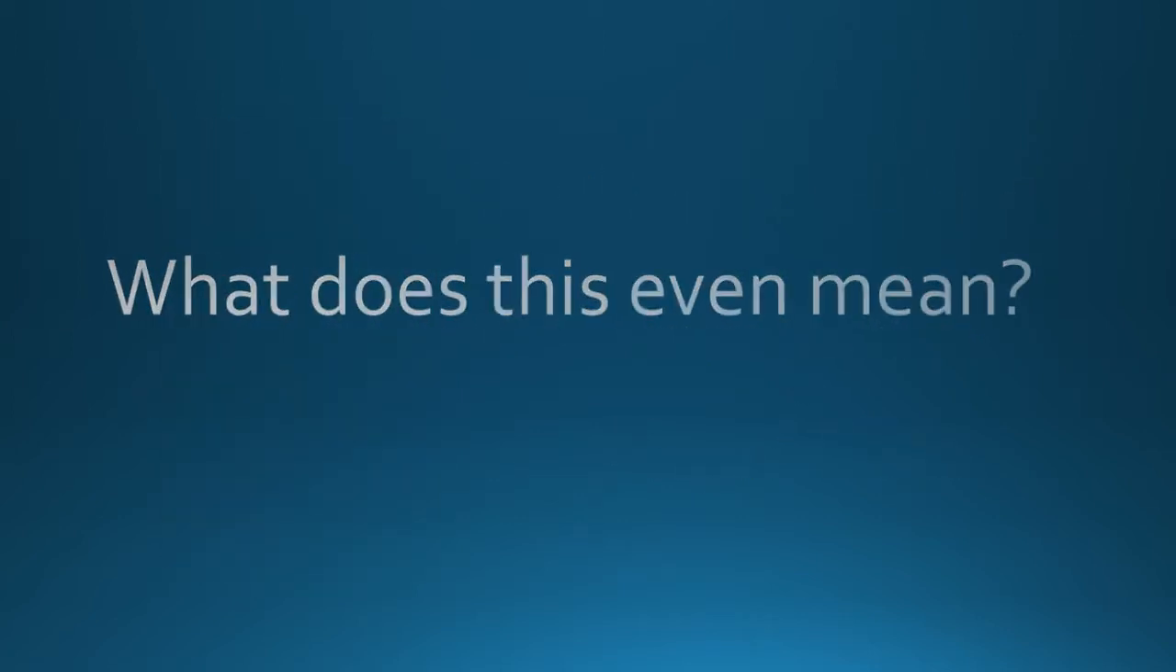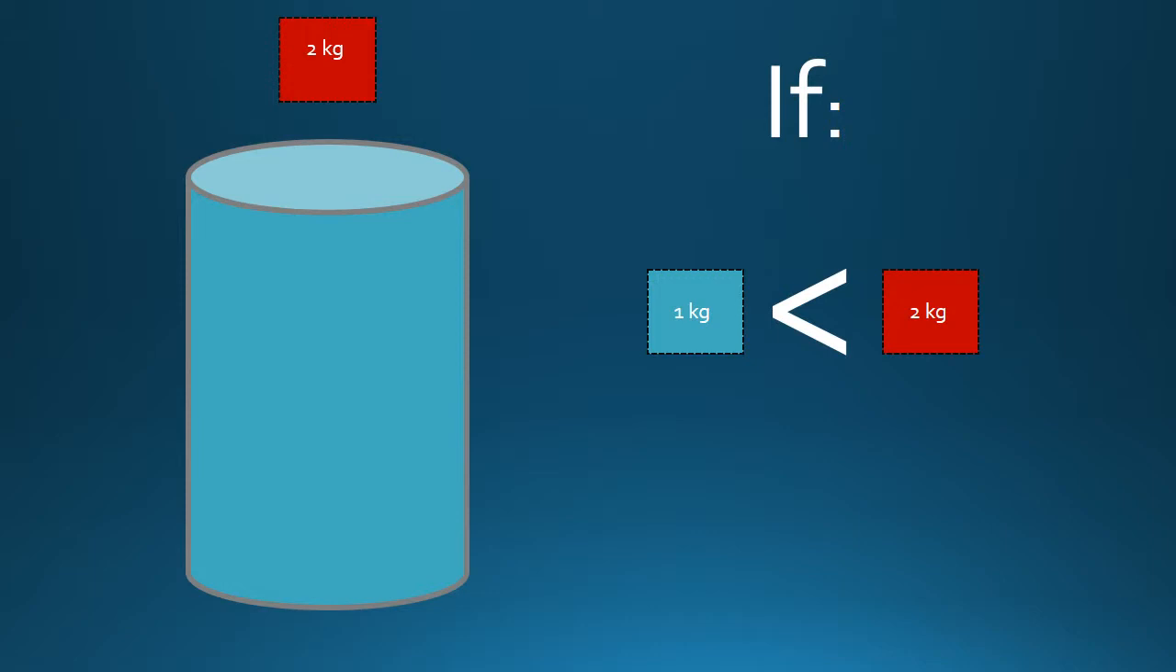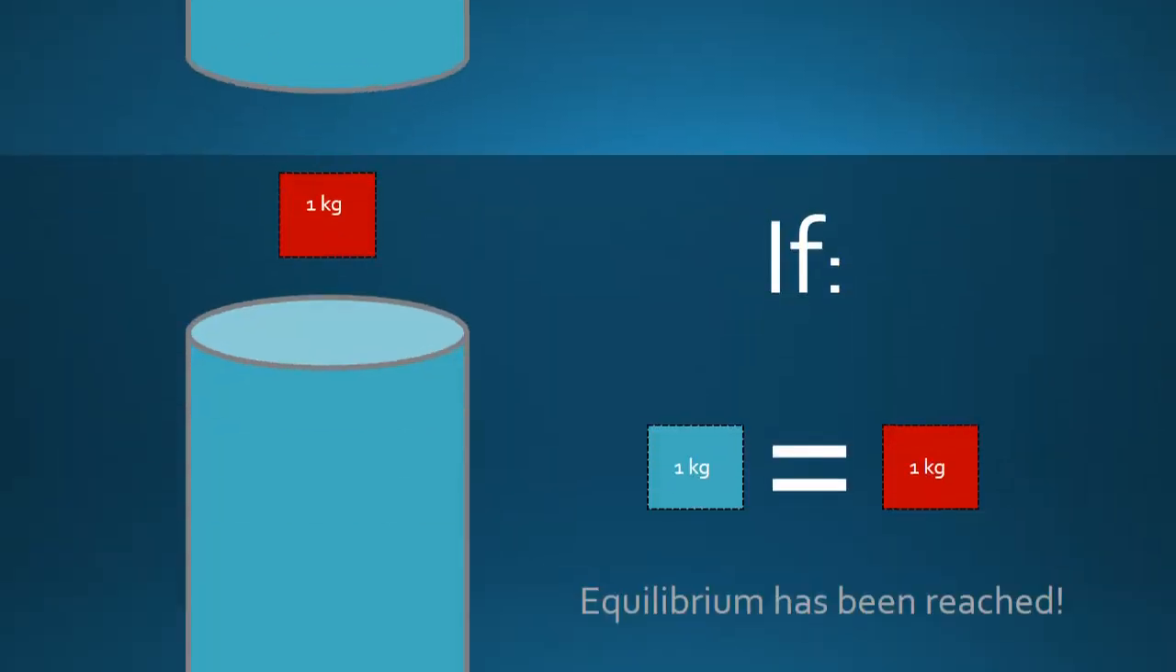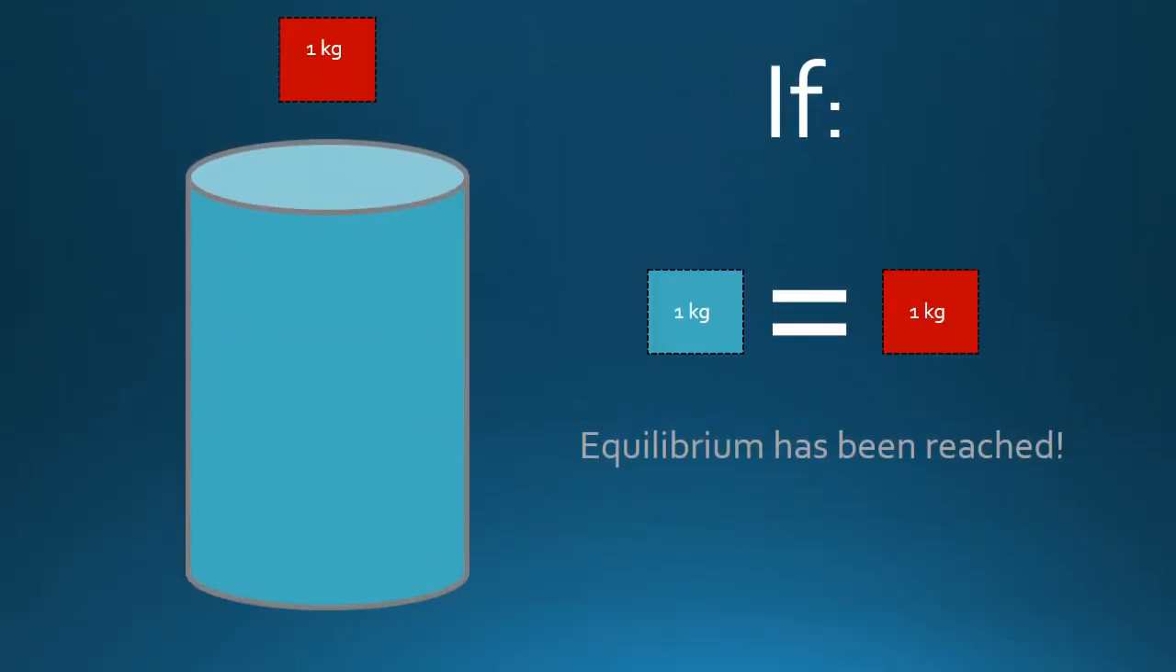What does this even mean? Whether or not something floats is determined by the weight of an object compared to water with the same volume. If an object weighs more than water, the buoyant force acting upward is less than the weight acting downward, and the cube will accelerate downward. If an object weighs less than water, the buoyant force acting upward is more than the weight acting downward, and the cube will accelerate upward. Lastly, if the object weighs the same as water, equilibrium is reached and the object will float.